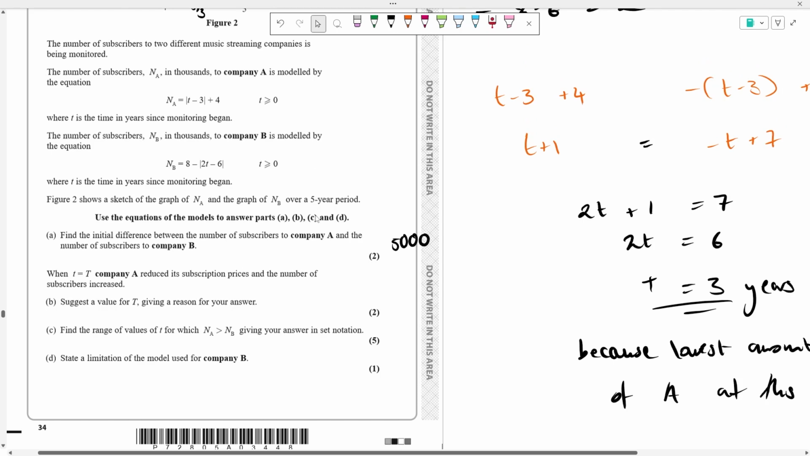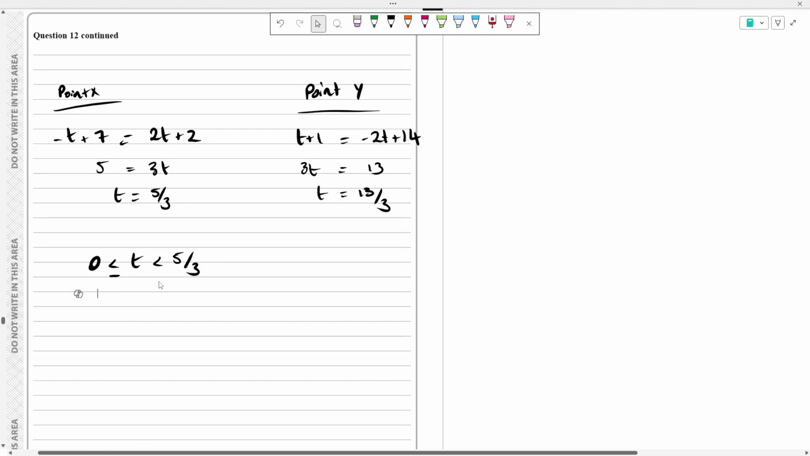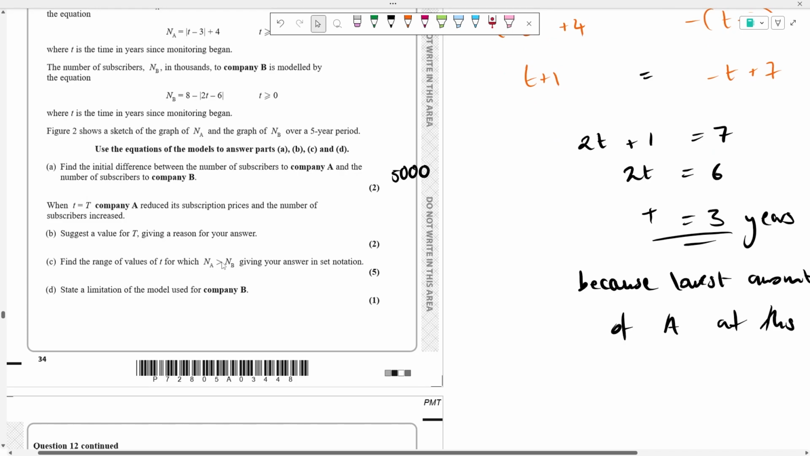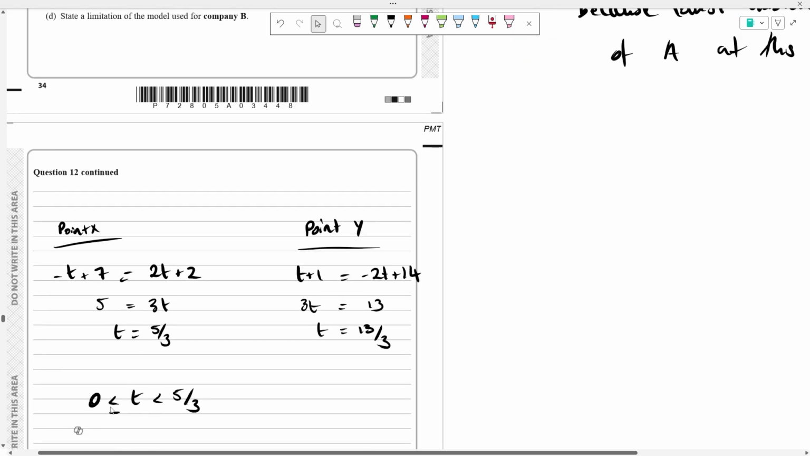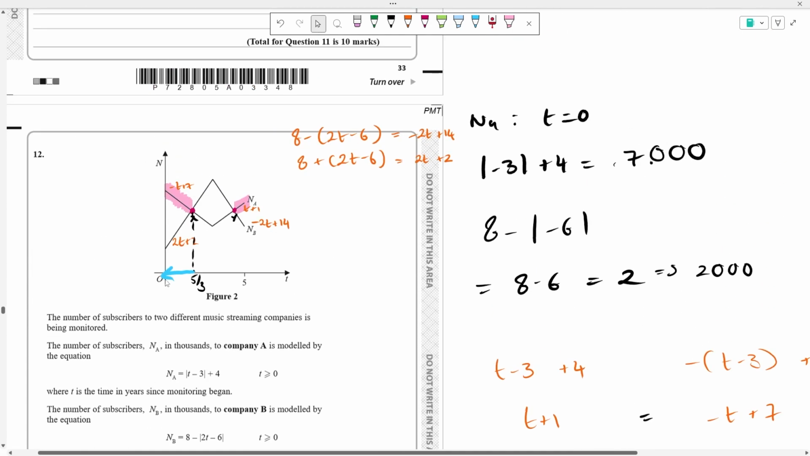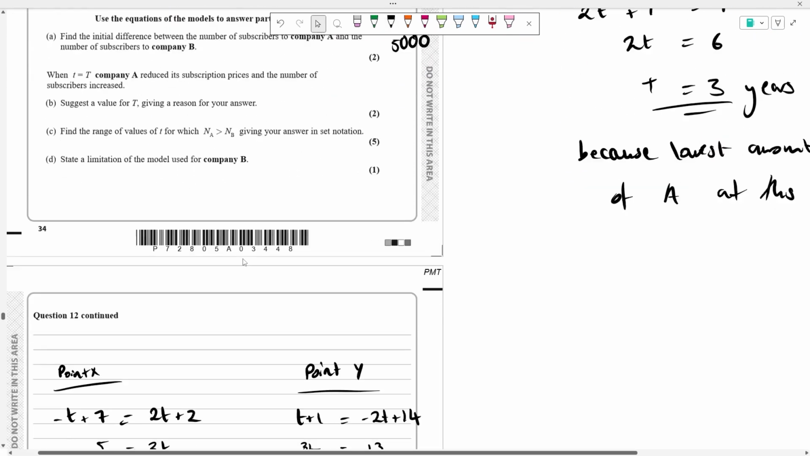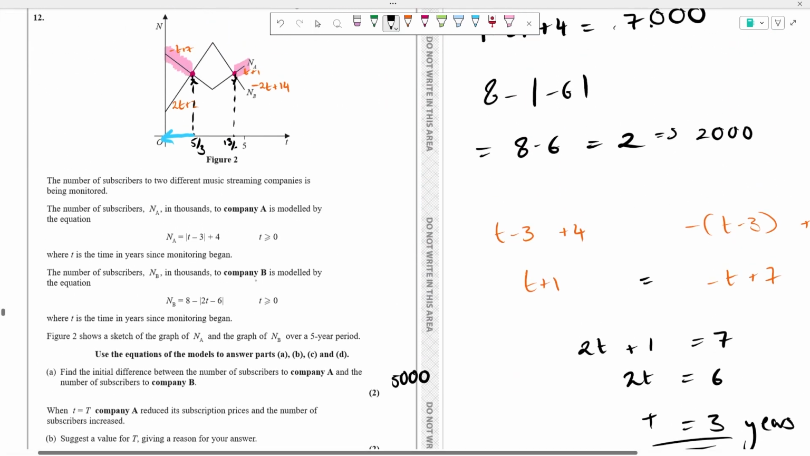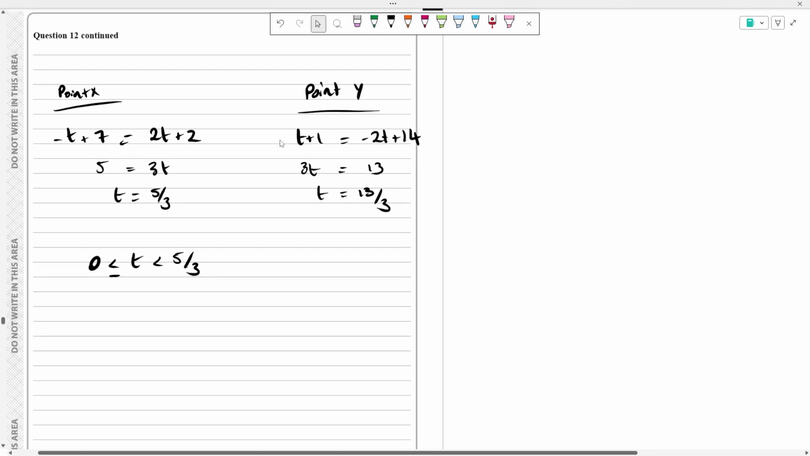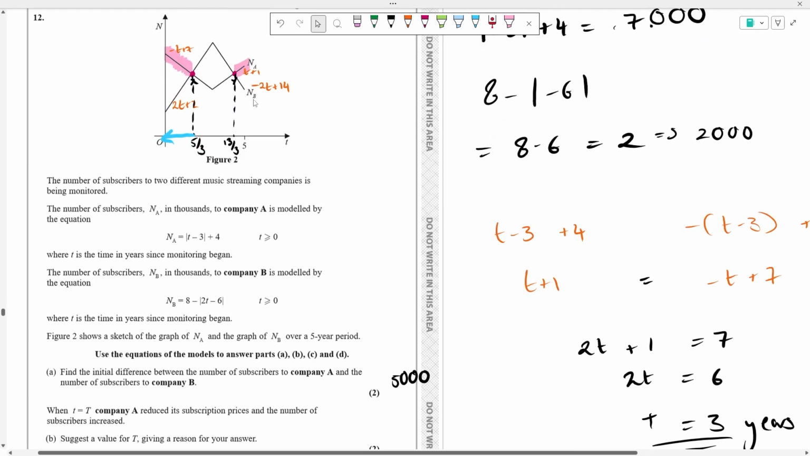Okay, and the reason why we don't put an equal sign here is because it says NA is bigger than NB, not equal to, so we don't need it here. The reason why we can use equal to on our 0 is because at 0 it is still bigger than. Okay, and then something similar here. This point here we've calculated as 13 over 3. But you can see our biggest value is just 5, so it's going to be between 13 over 3 and 5. So it's going to be 13 over 3 is less than t is less than or equal to 5. And at 5 we can have it, as company A will again still be bigger than company B.